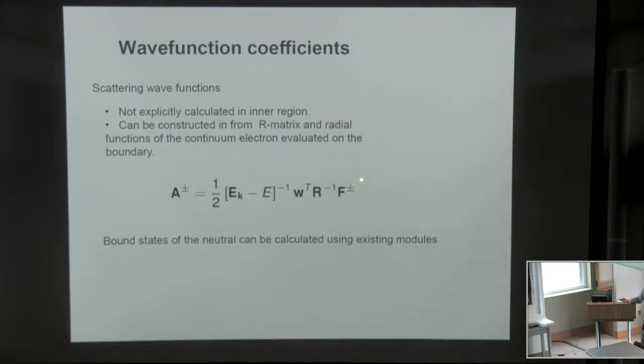What you need is the asymptotic solutions propagated back to the R-matrix boundary. This is the radial part. And then you need the R-matrix itself. And then you need the radial part of the continuum electron that comes from the inner region, also evaluated on the boundary, which is known as the boundary amplitudes. And then E_k is the energy of the R-matrix poles, and E is the scattering energy. And then the bound state coefficients can be calculated using existing modules in the code.